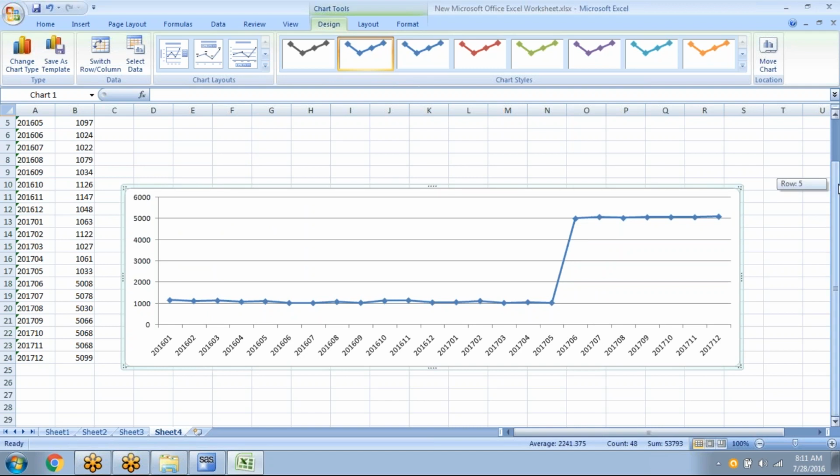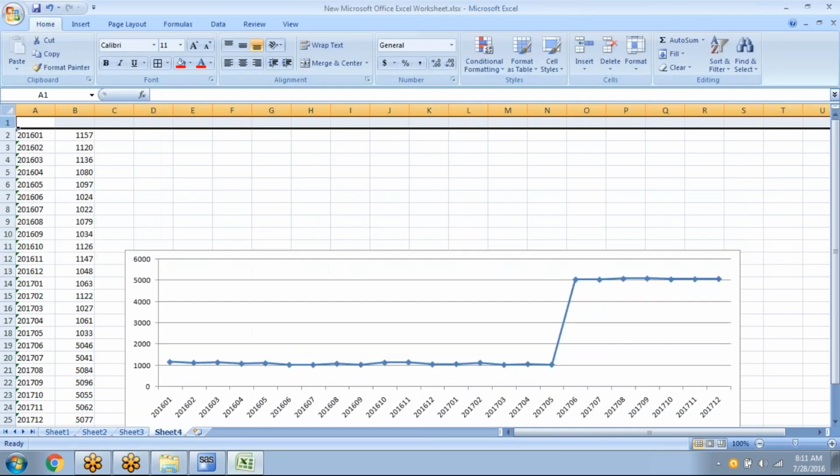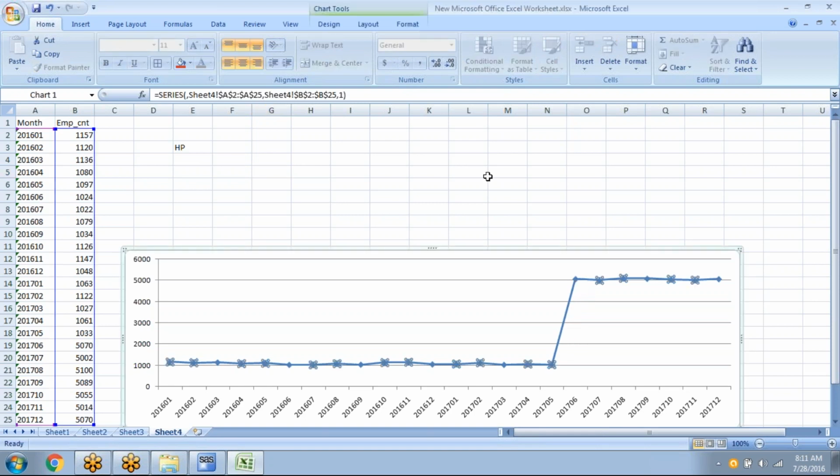What is the reason? Let's say it's a month or year or whatever, and this is employee count. Employee count, let's take HP as an example. And suddenly, when you draw the trend for the employee count, let's say you have observed a case. There was some spike in 2017-06. What could be the reason?